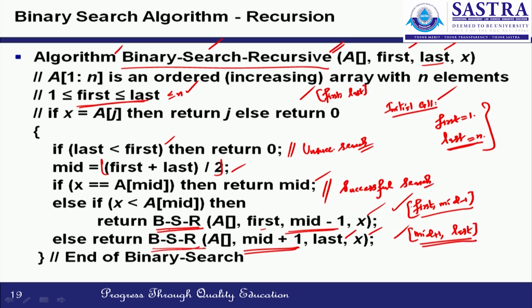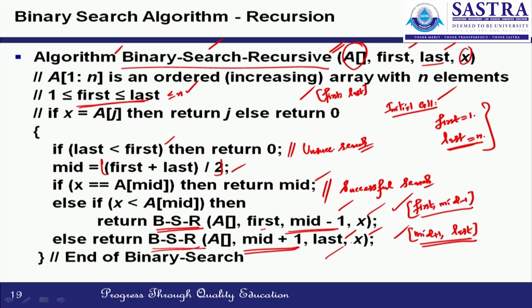We can also declare the array as a global one and the variable x as a global one, so that we can eliminate these parameters in the formal parameter list of this algorithm. We keep only the variables first, comma, last. Declare array a as a global variable and x as a global variable, so that we keep only two variables, first comma last. In the case when x is less than a of mid, pass the variables first comma mid minus 1. Else if x is greater than a of mid, we pass the variables mid plus 1 comma last.